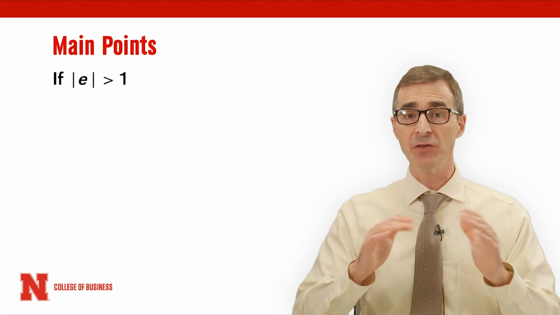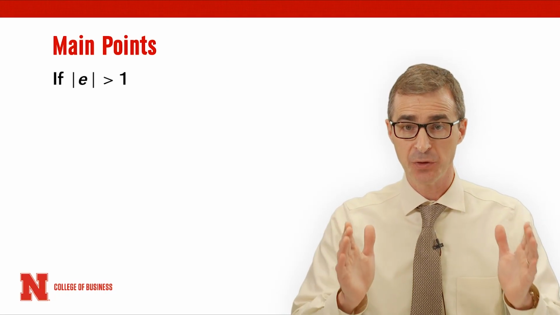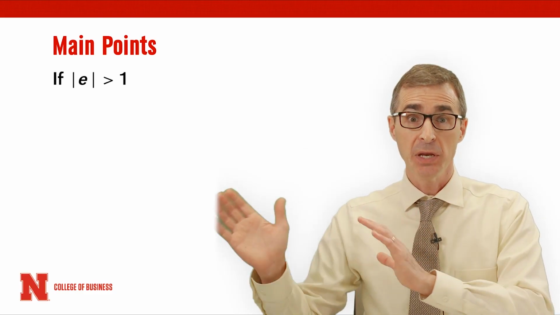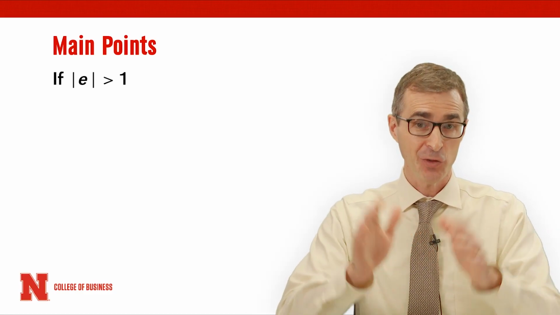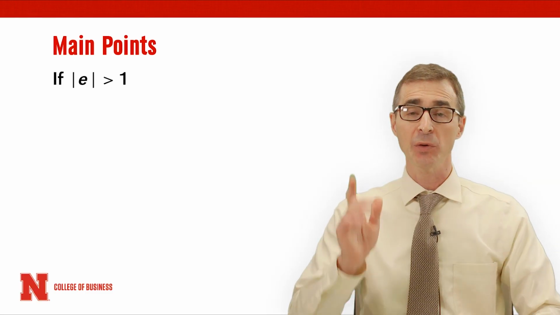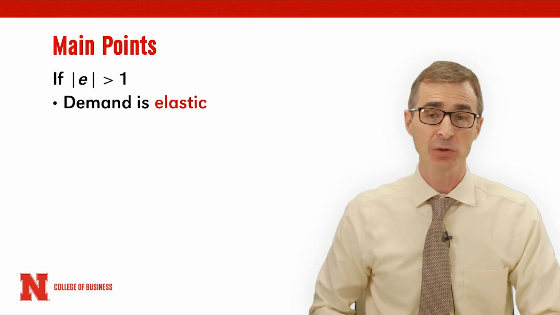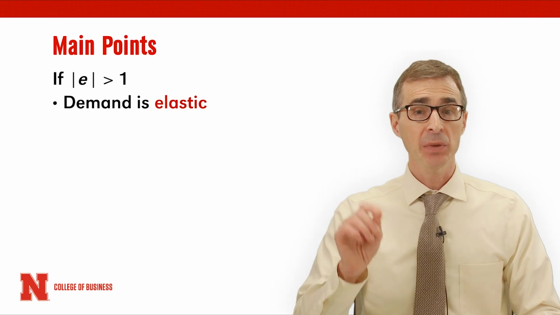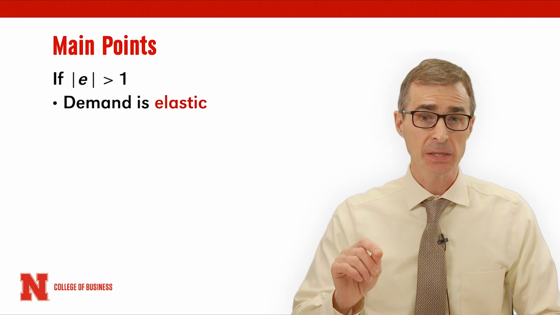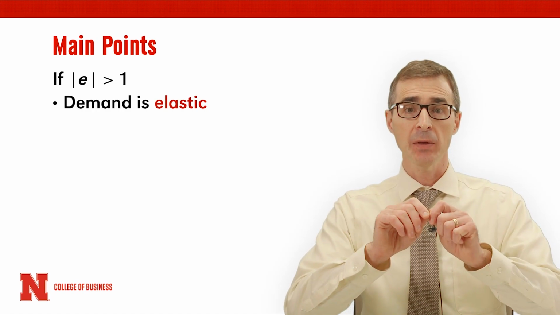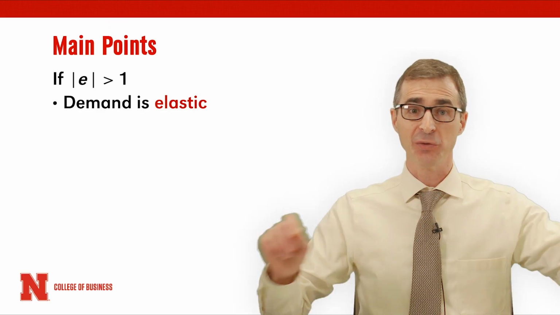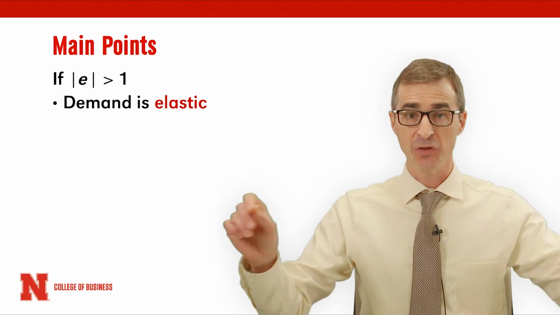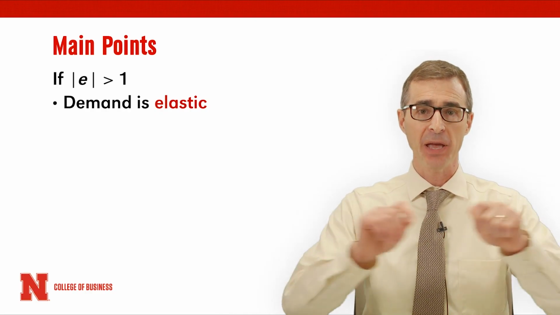Now, if elasticity is greater than 1 in absolute value, let's say 2, meaning that e itself was negative 2, but the absolute value is positive 2. So if e is greater than 1 in absolute value, we say that demand is elastic. What does that mean? It means that demand is price sensitive. Okay, that the change in quantity is really stretchy or elastic. When we change price a little bit, the quantity demanded responds a lot. Think about an elastic band stretching out.